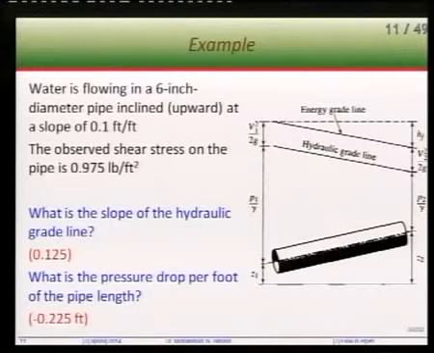Another good example and good really to look at: water is flowing in a 6-inch diameter pipe. Okay, now he says upward. That means water is moving this way. Now, if the question didn't say that water is moving upward, how can I really tell that water is going this way? The energy line is going this way. That means, what does that mean, that the hydraulic grade line is going this way?